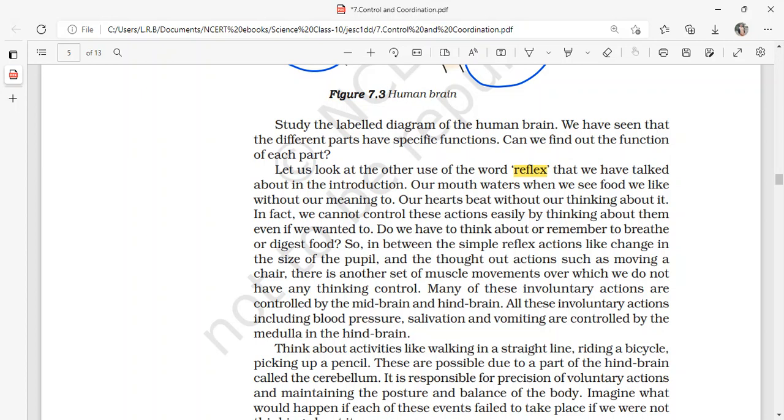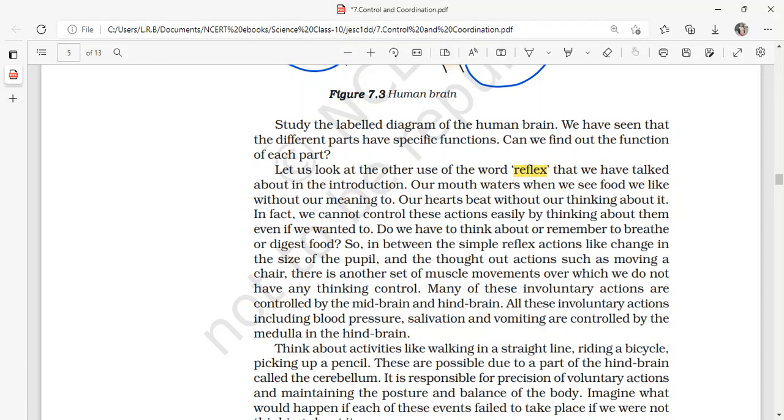So that we have talked about in the introduction. Our mouth waters when we see food we like without our meaning to. Our hearts beat without our thinking about it. In fact, we cannot control these actions easily by thinking about them even if we wanted to. So what happens if you want to stop the food in your esophagus? Is it possible? It is not possible to stop the food in the esophagus, isn't it?